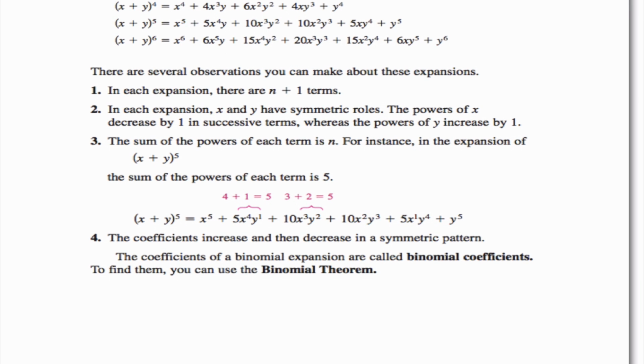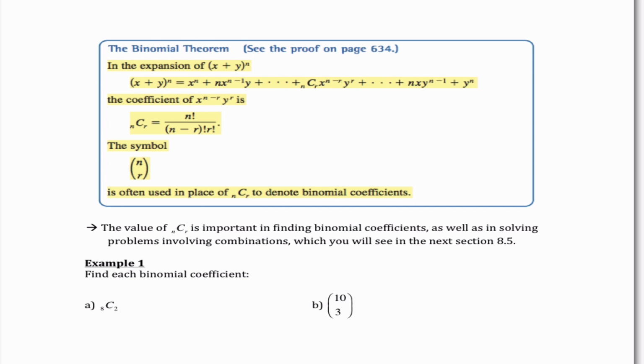Okay, the coefficients of a binomial expansion are what we call binomial coefficients. And to find them, we use what we call the binomial theorem. So the binomial theorem, okay, and this is going to look confusing. I promise it's not as confusing as it looks. But it says the expansion of x plus y to the nth power, and it kind of has all of these terms out. Okay, the coefficient of x to the n minus r, y to the r is, we call this a combination. So we do n combination r.